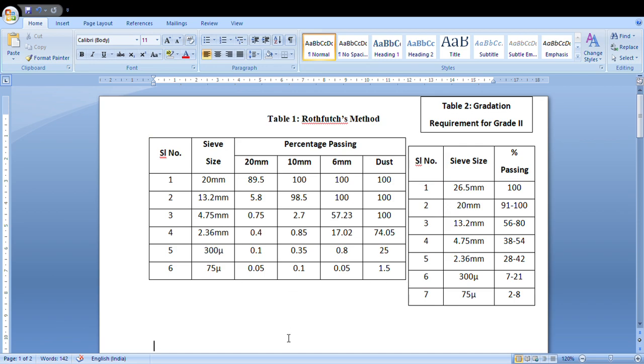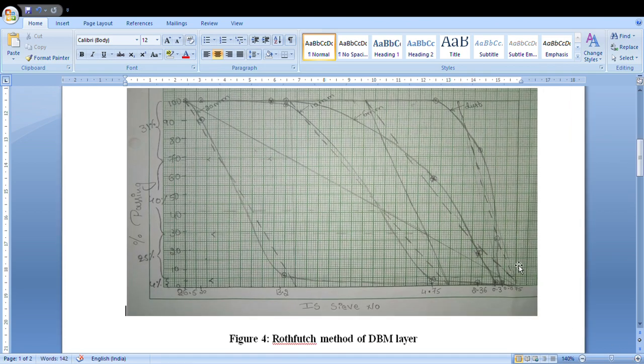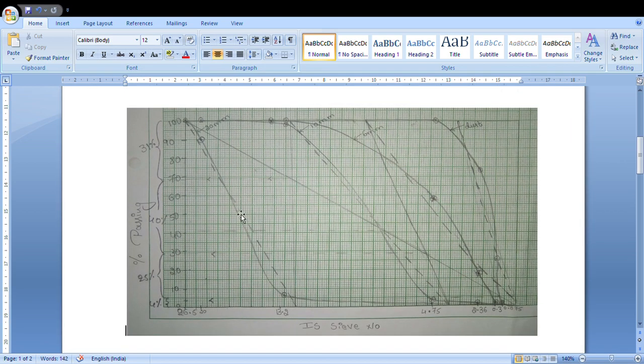Now, how to plot the graph? This is a graph of the Rothfutch method. Here the important thing is the fixing of x and y axis. This is y axis, this is x axis. How to fix this? Take 10 units in y axis and 15 units in x axis and join these two extreme ends, and this will give you the gradation line.